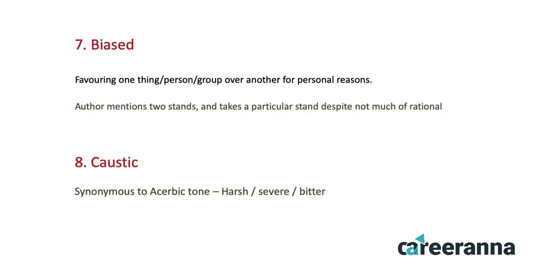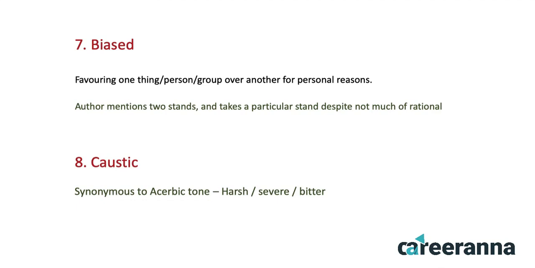The next tone is biased. Now, as the word suggests, biased is the tone of the passage when the passage is unnecessarily favoring one thing, person or group over another for personal reasons. Suppose the author has mentioned two stands and then he is taking one particular stand despite not much rationale, then that tone is called biased tone.